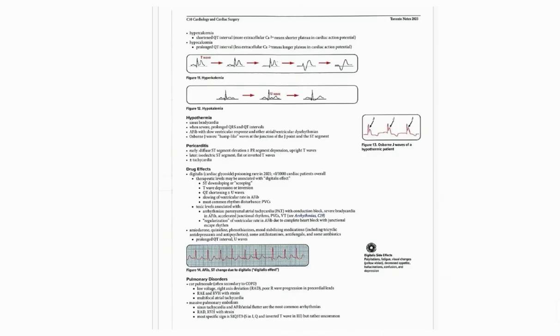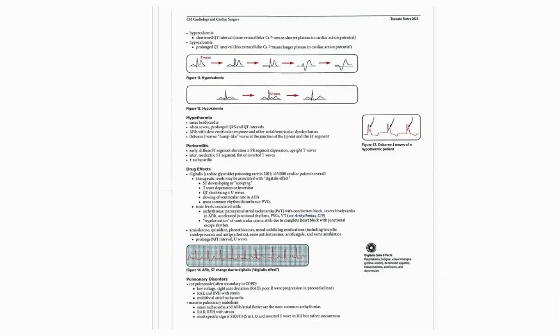The QRS complex widens. Eventually, the QRS and T wave merge into the classic sine wave pattern, which is a pre-terminal rhythm and may rapidly progress to ventricular fibrillation or asystole. Remember, peaked T waves are the hallmark of early hyperkalemia.